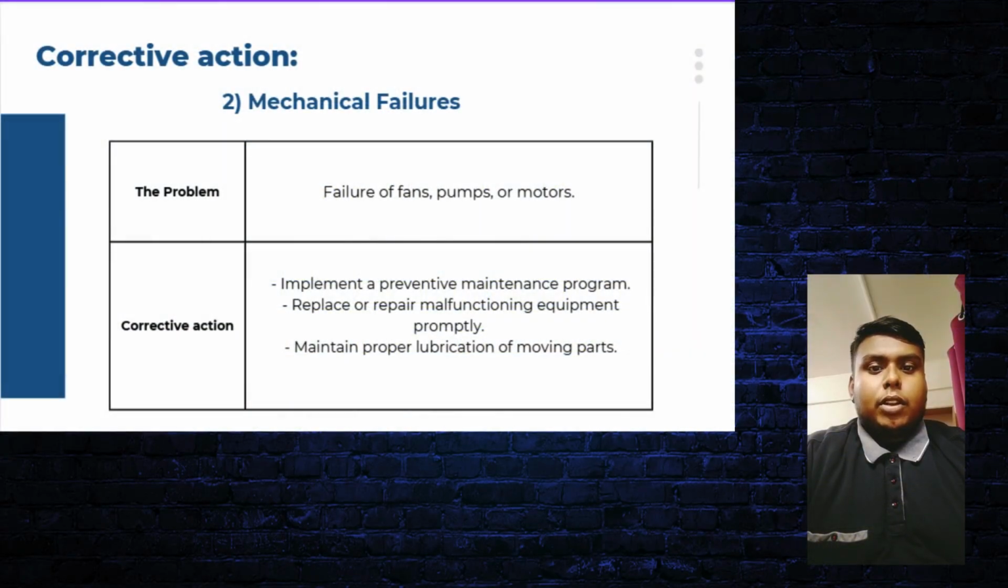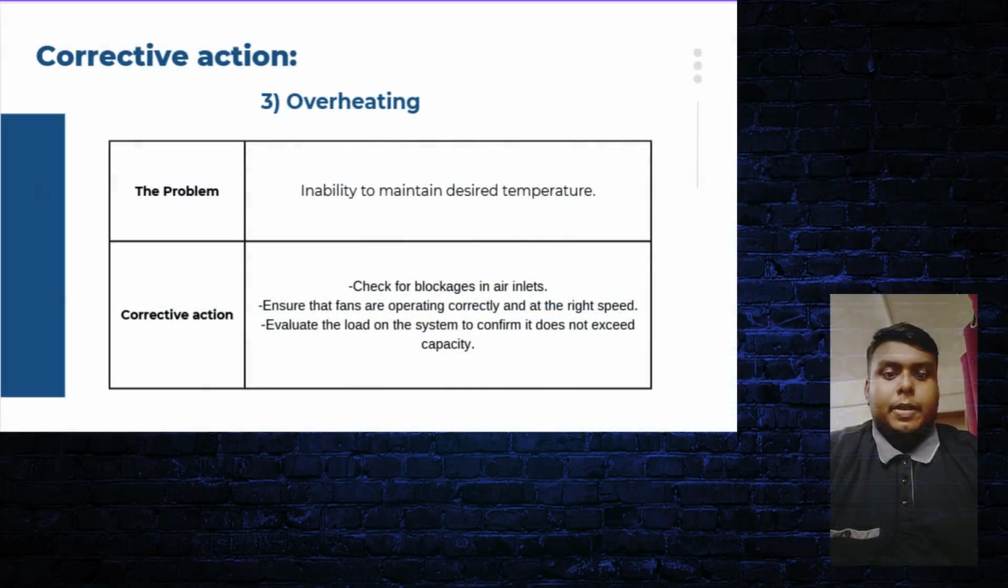The second corrective action is for mechanical failure. The problem is failure of fans, pumps or motors. The corrective action is to implement a preventive maintenance program, replace or repair malfunctioning equipment promptly, and maintain proper lubrication of moving parts.